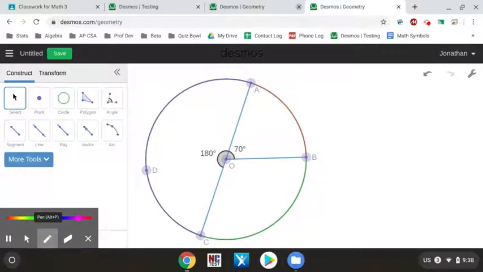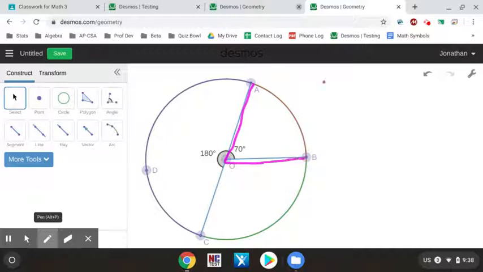So if you see this angle, I'm going to highlight in purple, angle AOB. Angle AOB is a central angle of this circle. So it's just the angle in the middle of the circle. The middle variable in that angle is the point that is in the center of the circle. So AOB is a central angle.